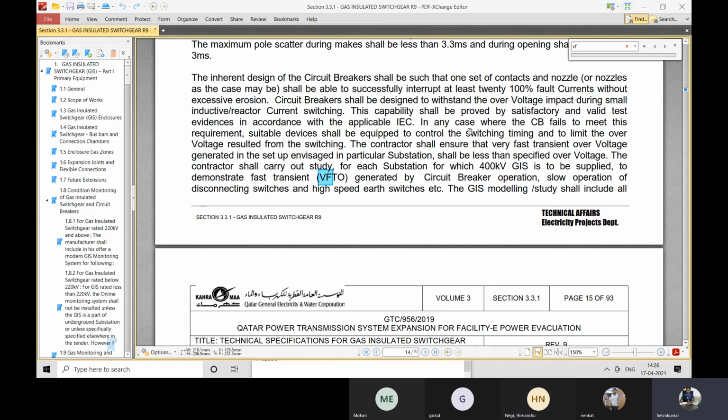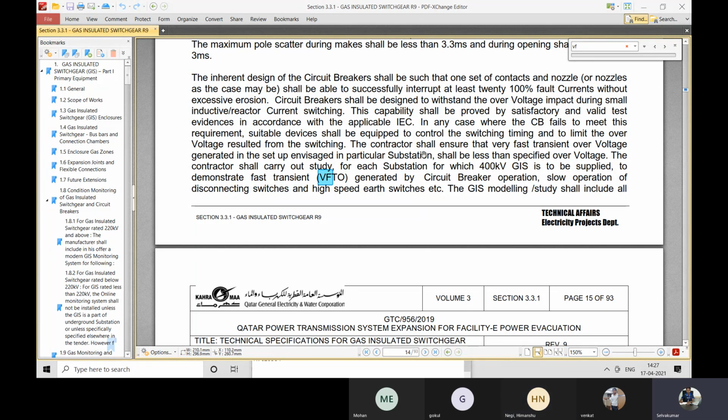In any case where the CB fails to meet this requirement, suitable devices shall be equipped to control the switching timing and limit the over voltage resulting from the switching. That is like point on wave switching, which might be needed if you fail to prove this. But they haven't asked for any specific study, like whether TRV is to be conducted or not. A study is not openly envisaged in the specification, though the customer may ask at the last moment. If you are not meeting the IEC standard breaker values like TRV, then you need to perform a study to prove it is well within the breaker capability.